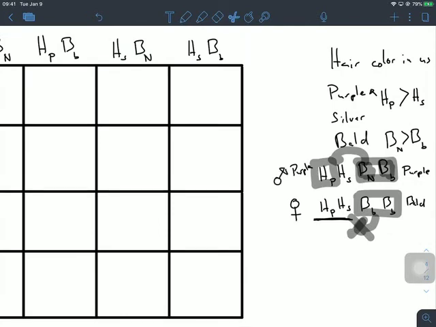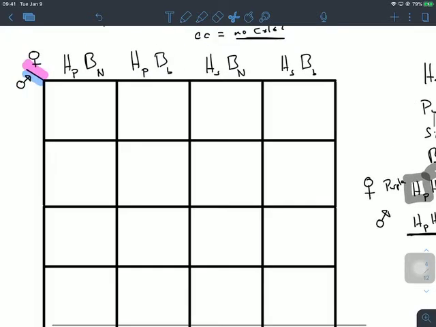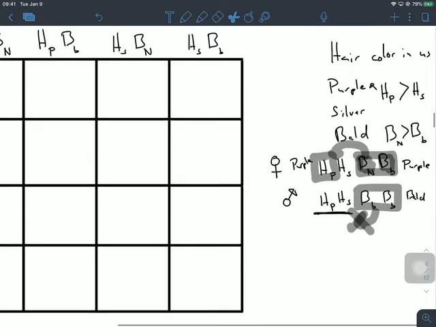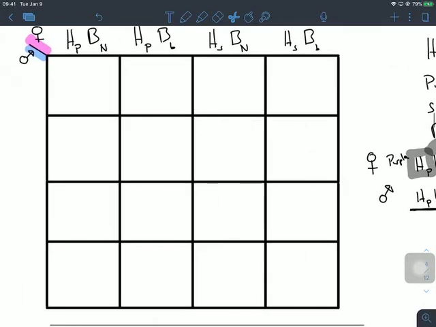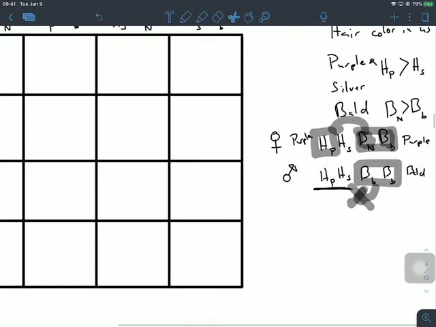We will instead have it be the purple-haired female with the bald male. I tried to switch it around for gender stereotypes, but I just wrote them on the wrong side. Not particularly important here. On our male side of things, we will pair the purple with the bald, and the silver with the bald. But you'll note that that repeats twice.